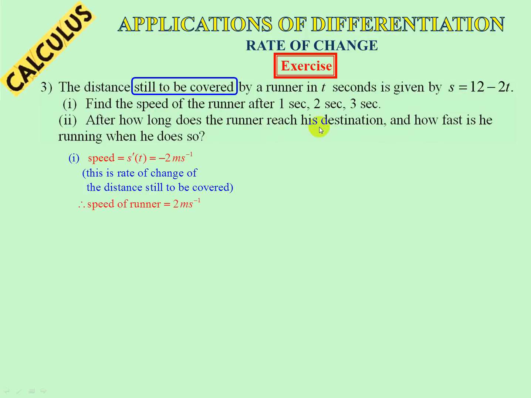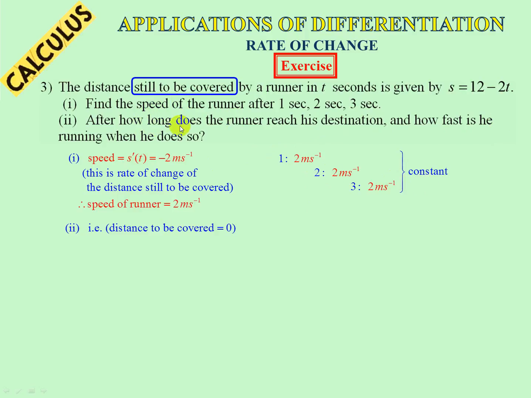How long does the runner, after how long does he reach his destination? Well, distance to be covered will have to be 0. So therefore we can put it equal to 0. Oh, that's from the other one still. Oh, speed after 1 second, 2 seconds, 3 seconds. All right. We hadn't finished this one. So now we just substitute 1, 2, 3, and it's a constant, so it's going to stay the same.